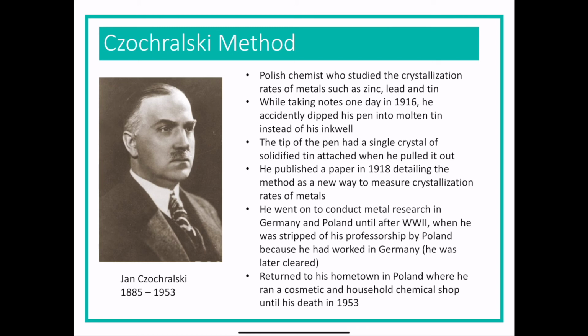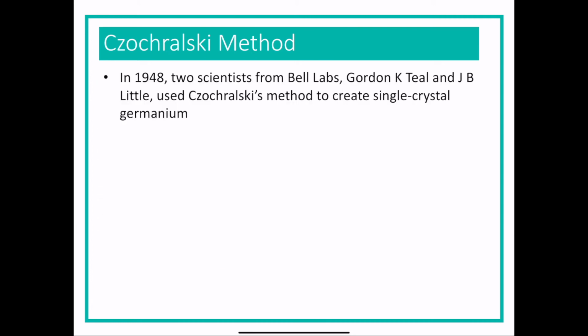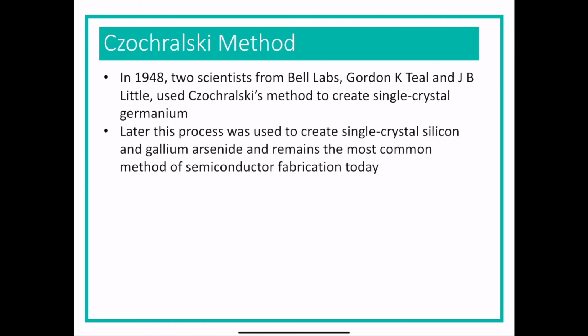But later on, right before he died actually, two scientists from Bell Labs used his method to make single crystal germanium. And later on, they used this to make silicon and gallium arsenide. And we still use this method today to make single crystal silicon and germanium and gallium arsenide and all the different types of semiconductor materials that we use.